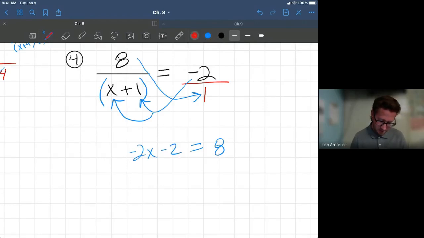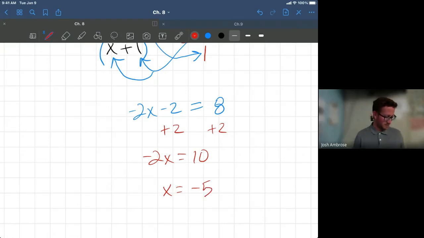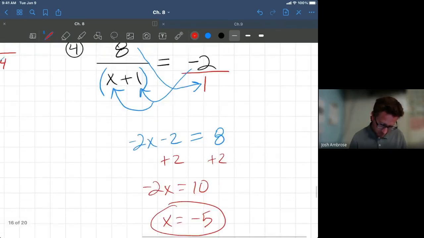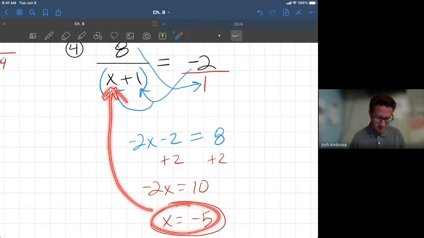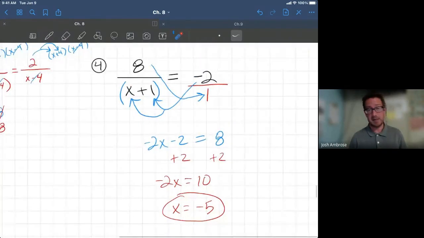All right, and now just simple algebra. Let's add 2 to both sides. -2x equals 10. And x equals -5. Okay, so that right there, take a look at that. If we check this, right, like we just did on our last one, if we were to plug this -5 in right here, everything is still okay. -5 plus 1 does not equal 0. So this one proves out real quick. We double checked it. -5 really is the answer for this one.